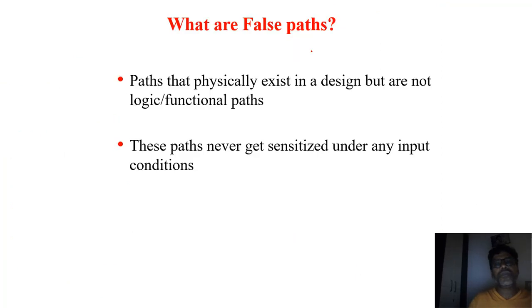Now let's go with one more word. What do you mean by false path? Maybe we have seen earlier, but to have still more understanding, I will tell you with one simple example. These are the physically existing paths, but they will never get exercised. Those paths we call false paths.